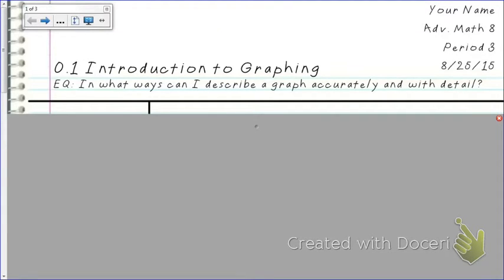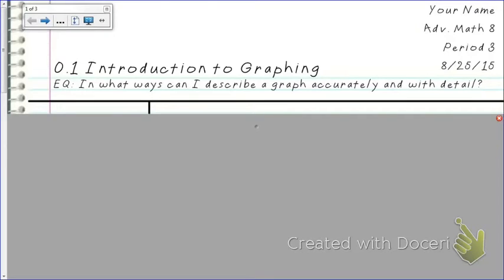Okay guys, so we are going to be taking Cornell notes on an introduction to graphing, just to give you some background on what you're going to be doing tonight, and it kind of connects with the activity we did. 0.1, meaning Unit 0, Lesson 1, Introduction to Graphing, and your essential question is, in what ways can I describe a graph accurately and with detail?